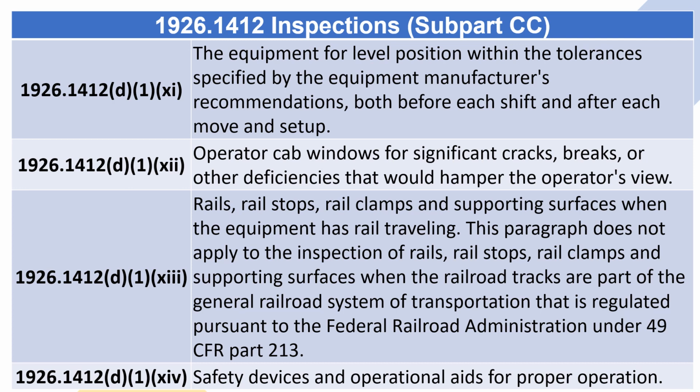This paragraph does not apply to the inspection of rails, rail stops, rail clamps, and supporting surfaces when the railroad tracks are part of the general railroad system of transportation that is regulated pursuant to the Federal Railroad Administration under 49 CFR Part 213. Safety devices and operational aids for proper operation.